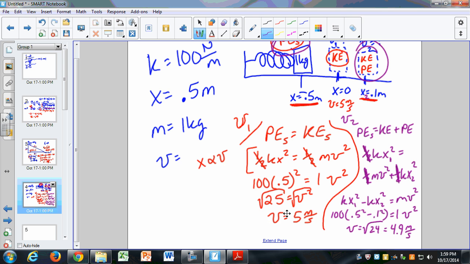Right. Yeah, so we're comparing one scenario to another situation. So we're comparing the energy over here, where the velocity is 0 and the position is 0.5, to the energy over here, where the velocity is not 0, it's actually what we found to be 4.9, and the position is 0.1.